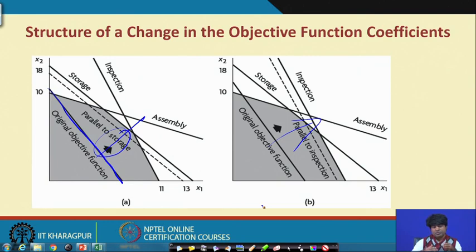So, keeping other things constant, if you change the coefficients of the objective function and they increase, then obviously the value of the objective function will also increase. If it is less than the original situation, then the value of the objective function may be less than in the original situation. Obviously, we have no clear idea of what the final change will be with respect to the change of these coefficients.